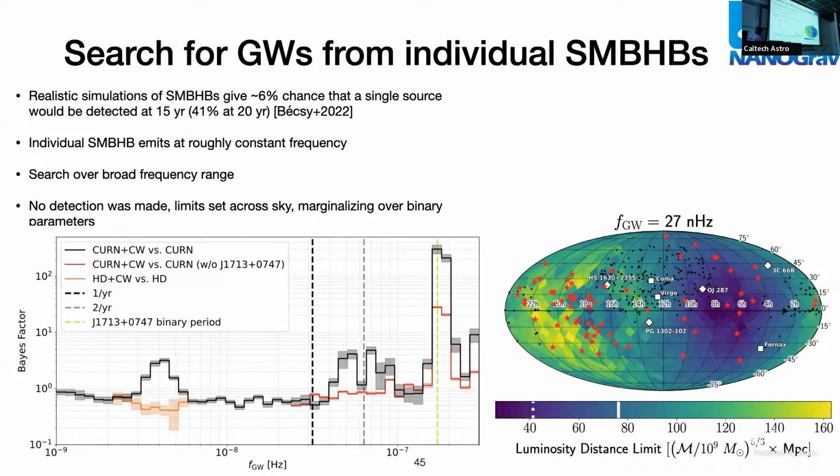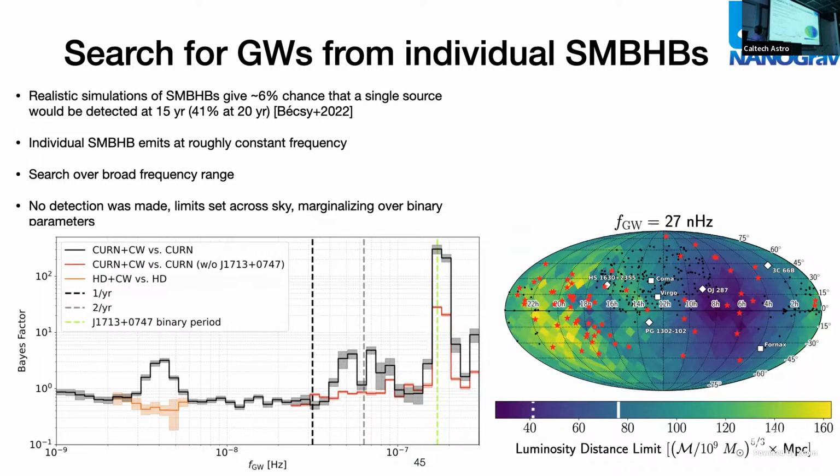You can also search for gravitational waves from individual supermassive black hole binaries. Realistic simulations for these supermassive black hole binaries give maybe a 6% chance that a single source would have been detected in the 15-year data, and roughly a 41% chance at 20 years. This is a nice paper by Bécsy.